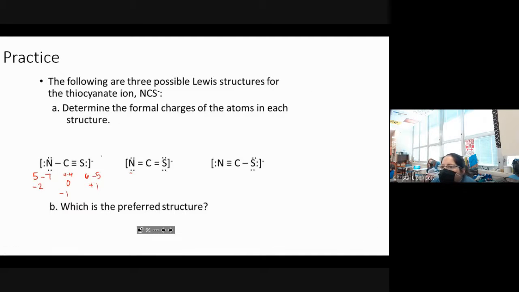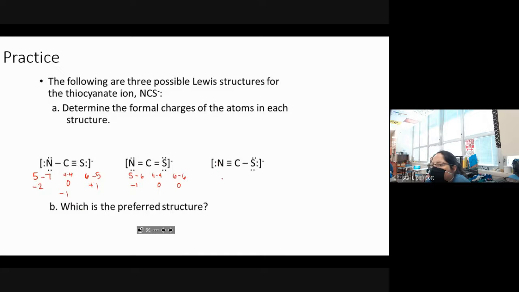All right, so nitrogen, again, 5. This time, 5 minus 1, 2, 3, 4, 5, 6 gives us a negative 1. Our carbon is still sitting at 4. 1, 2, 3, 4. And our sulfur, 6 minus 1, 2, 3, 4, 5, 6. So it is a 0. And we are at our negative 1 charge, so that makes sense.